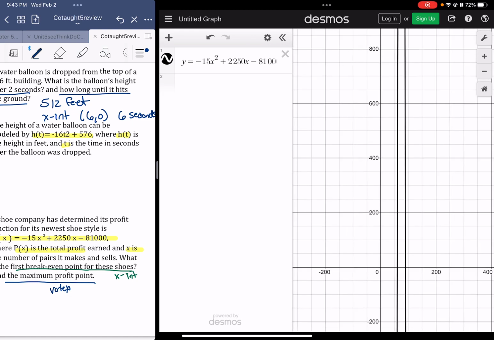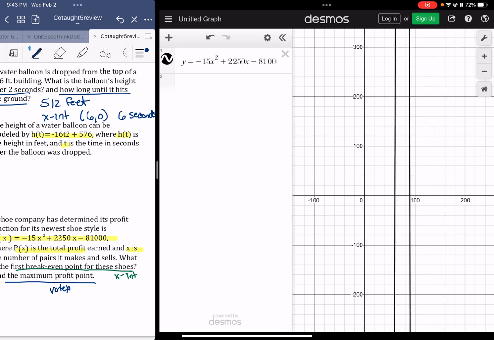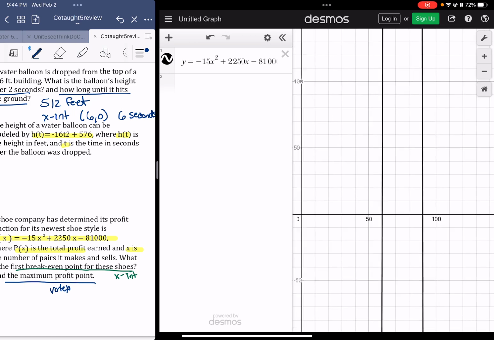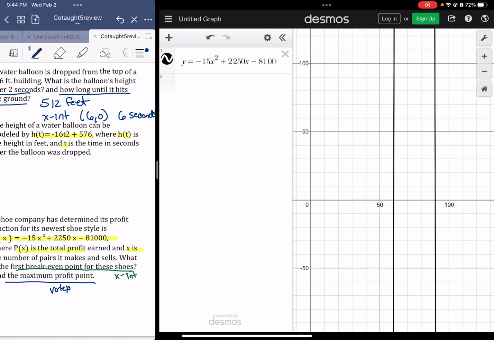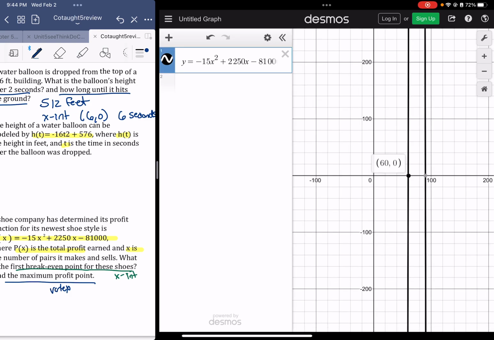So this first question was the break-even point. So let's find the break-even point. It said the first break-even point. There's two x-intercepts. They're here. Wait, no, where are they? Yep, right there and right there. So when they make 60 shoes, they break even. And then again at 90 shoes, they break even.